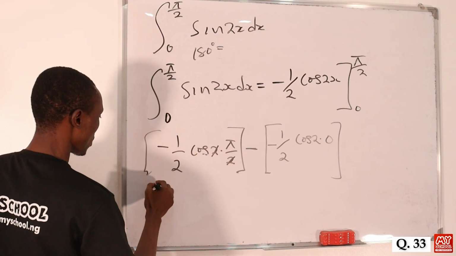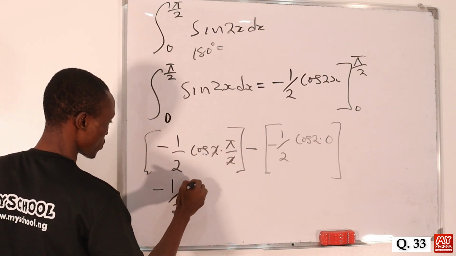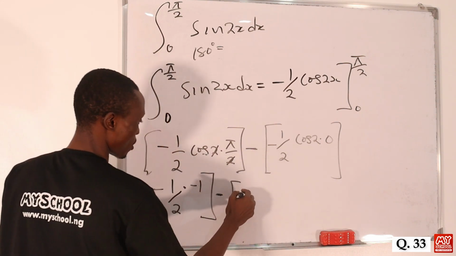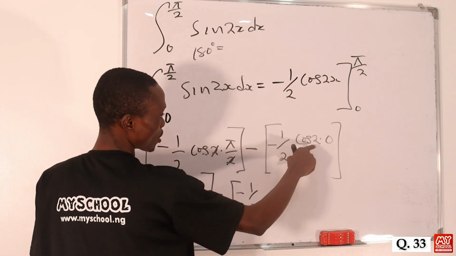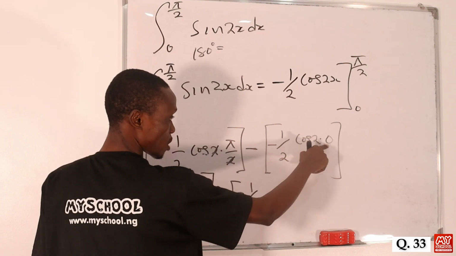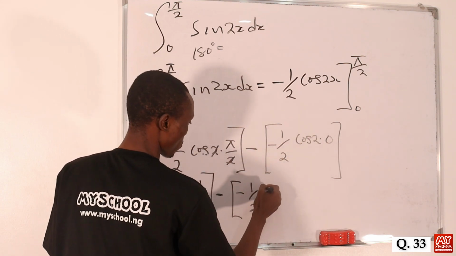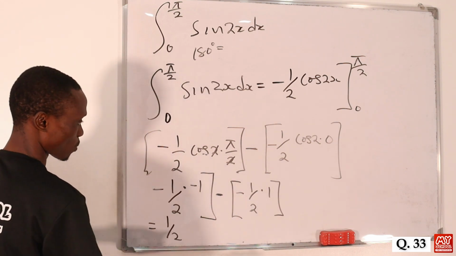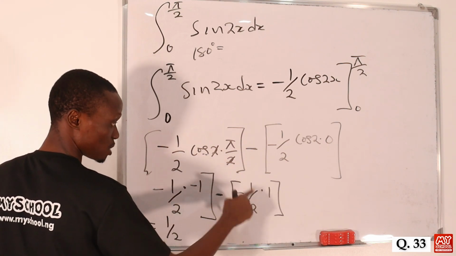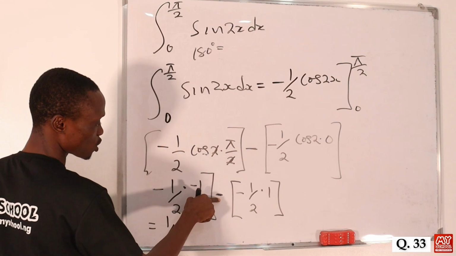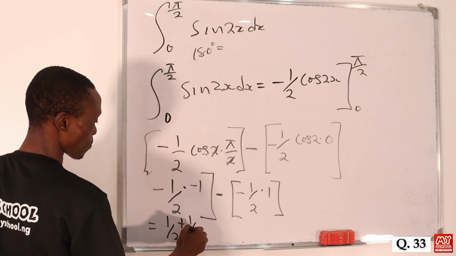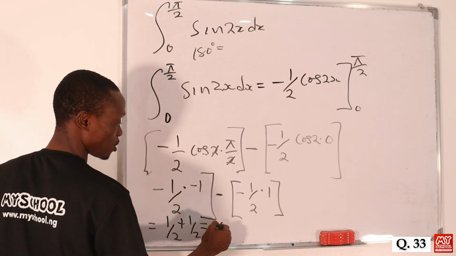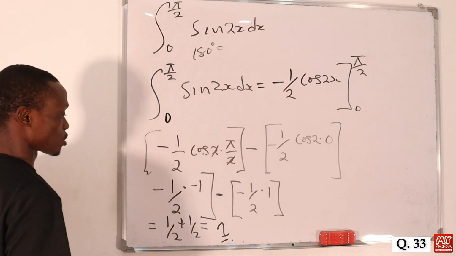So here we'll be having minus 1 all over 2, then times minus 1, bracket close, then our minus remains here. Then on this other side, we'll be having minus 1 all over 2, then 2 times 0 is still 0, then cos 0 is 1, so here we'll multiply by 1. So 1 times minus 1 over 2 still remains minus 1 all over 2. So this minus will multiply this minus to give us plus 1 all over 2. Okay, so this is half plus half. Half plus half is definitely equal to 1. Okay, so the answer to this question is 1.